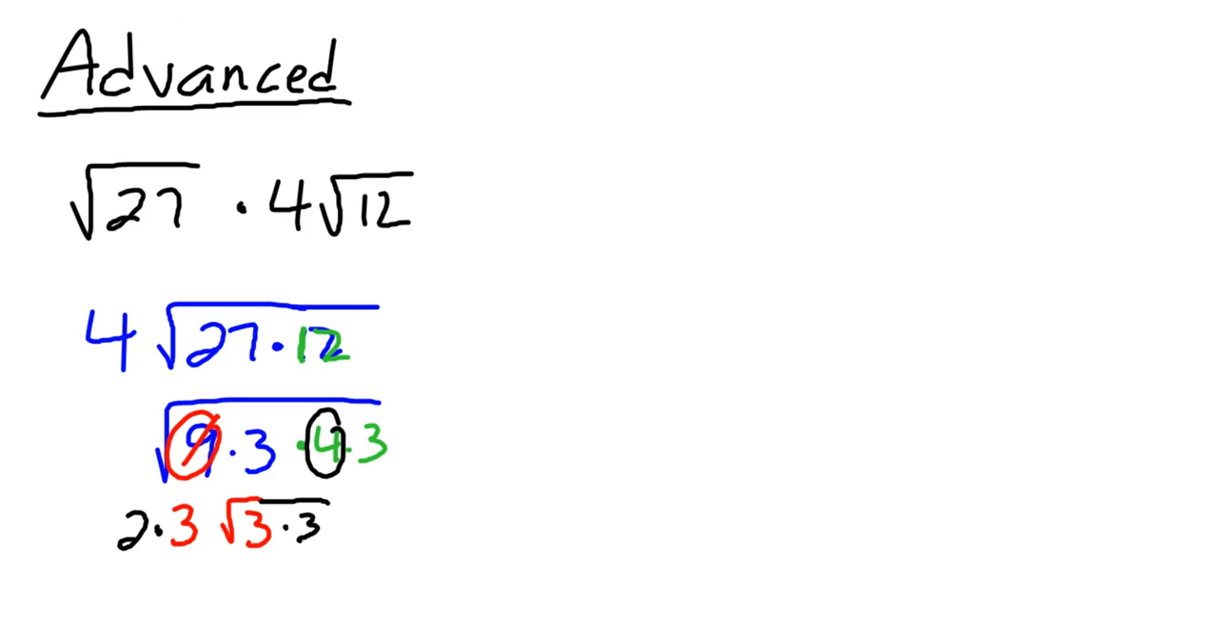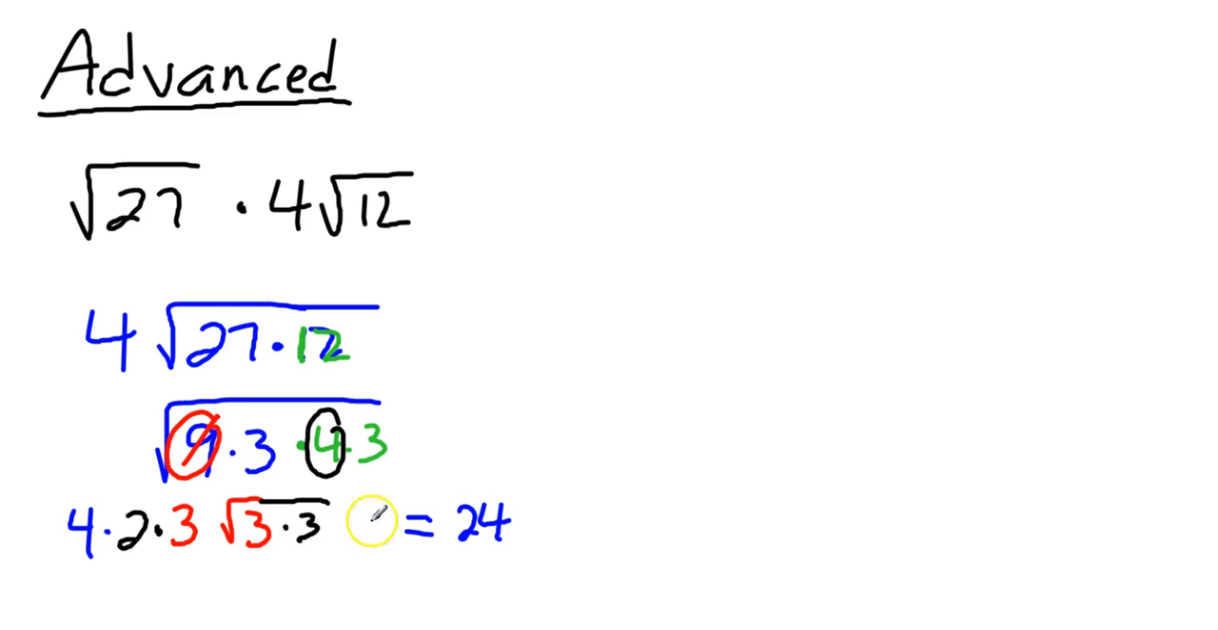So we already had the 4 out front. We took the square root of 9, made it 3. We took the square root of 4, made it 2. You've got another 3 times 3. So that's 4 times 2 times 3. That's what? 8 times 3 is 24.